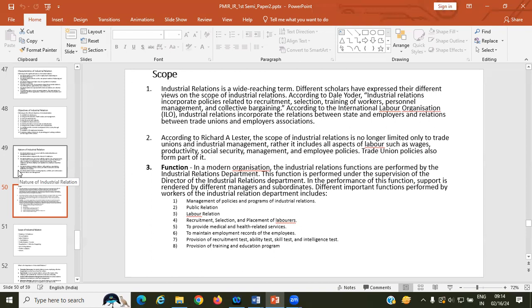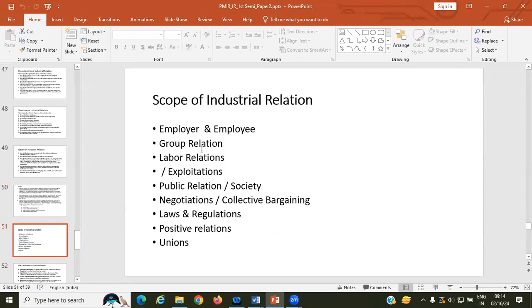From this, we have some points you can remember to write down. Employers and employees. In any industry, as I was telling you some time before, whoever is working, the relationship between those people. Employers means who is the owner of the industry. Employees means who are working.